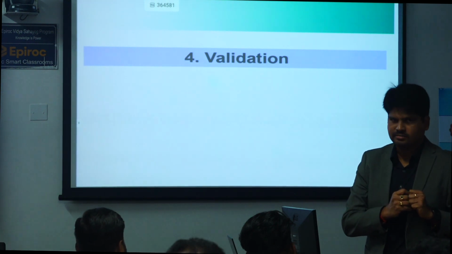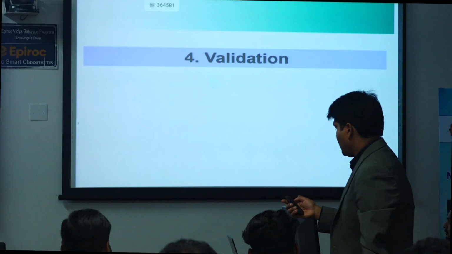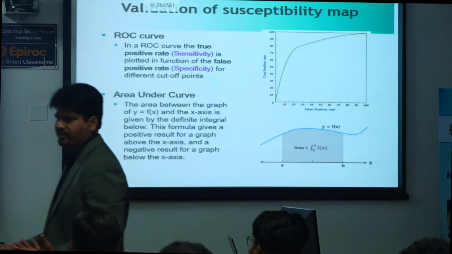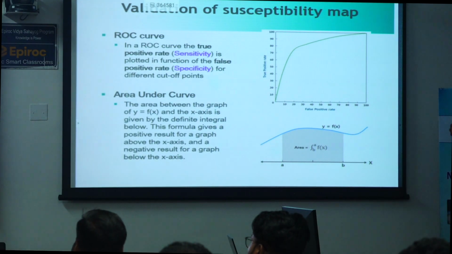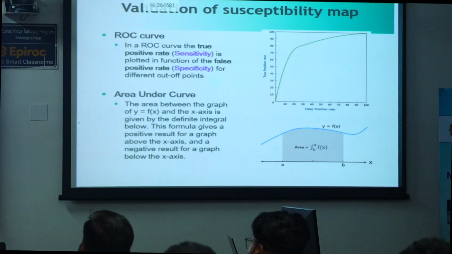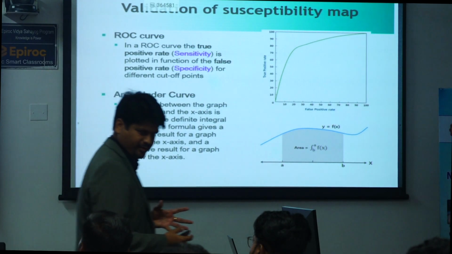Very unlikely. Okay? Now, how to do validation? I think you all know. Statistically, when you want to validate something, there are two ways that you can do. One is called area under the curve. Another one is called receiver operating characteristics. Very simple way they calculate.